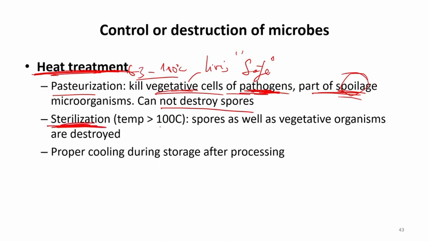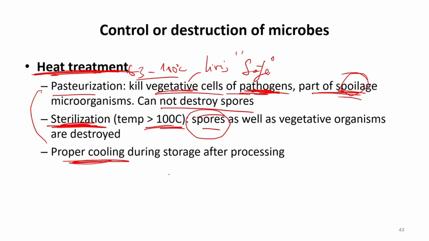For sterilization, we apply temperatures above 100 degrees C. We will study in detail later what range of temperature, but for now we know it's above 100, so then we can also destroy the spores, which are very resistant to heat, so you need high temperature to kill them. For heat treatment, after that, what we need to pay attention to is the cooling.